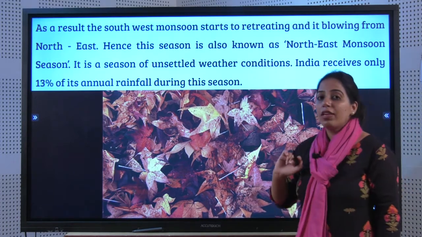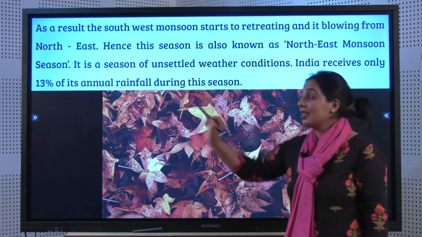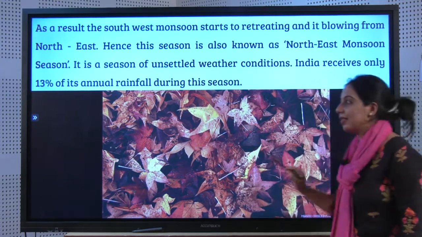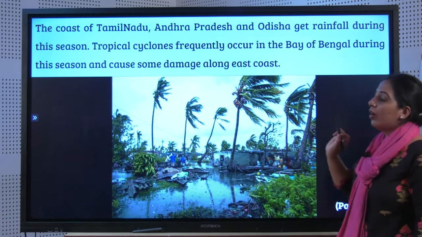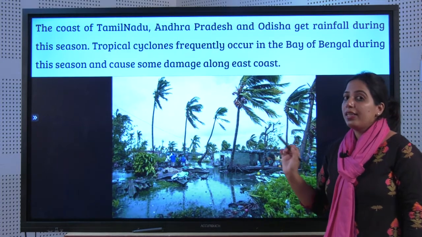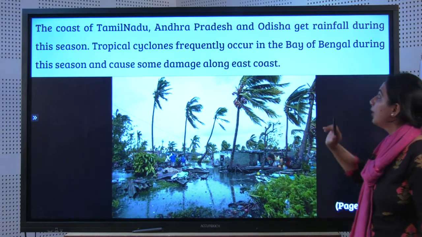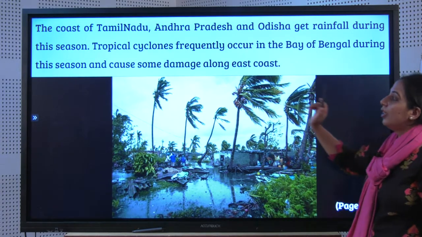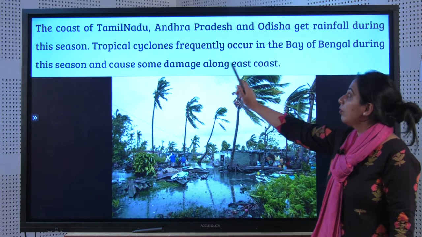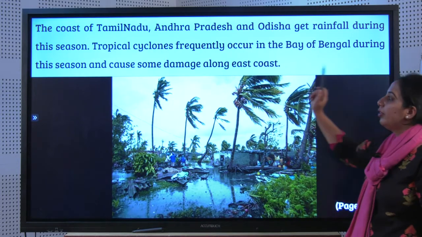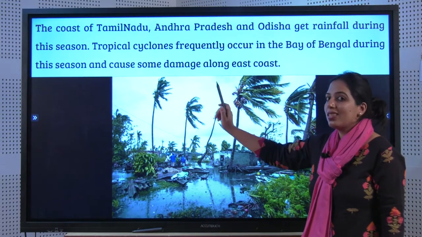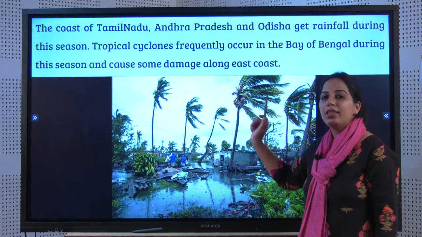How much of Indian rainfall is received during this season? 13%. What are the coasts that receive heavy rainfall here? The coast of Tamil Nadu, Andhra Pradesh and Odisha. Tropical cyclones frequently occur in the Bay of Bengal during this season and they cause a lot of damage on the east coast.